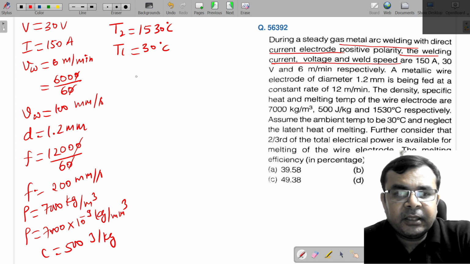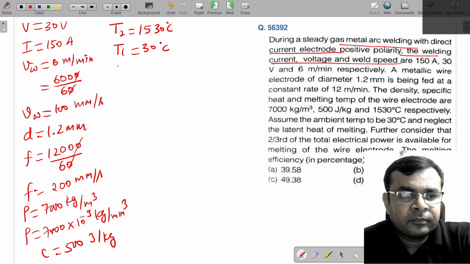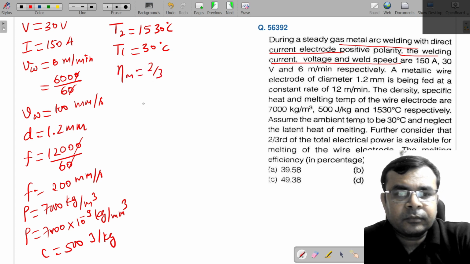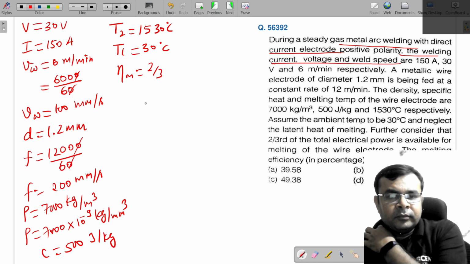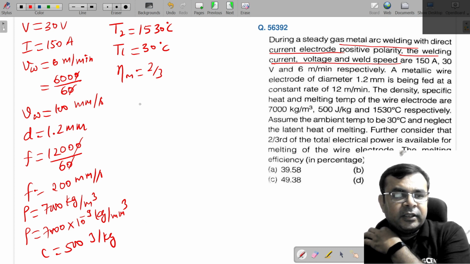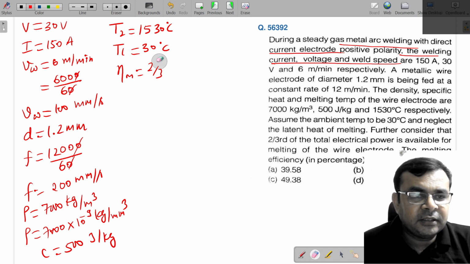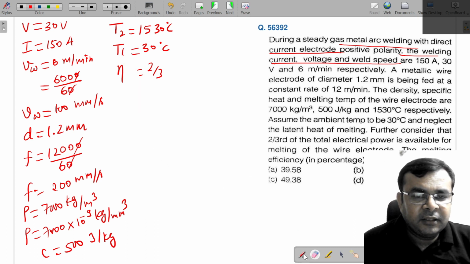Neglecting the latent heat of melting, further consider two-thirds of the total electrode power is available for melting of the wire. Means melting efficiency is two-thirds. The melting efficiency, this is eta st actually, and we need to calculate melting efficiency.